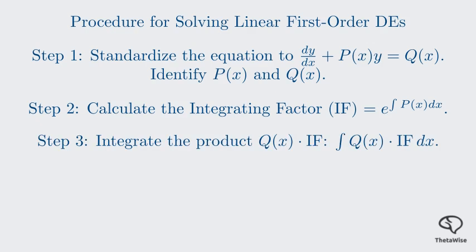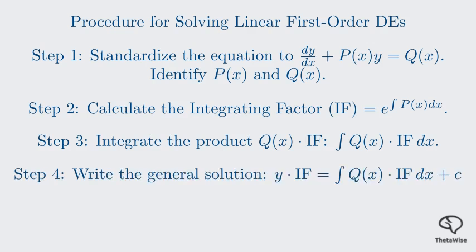Calculate the integral of q of x times the integrating factor. This is often the most challenging part, as it might involve various integration techniques like integration by parts or substitution. Step 4. Use the general solution formula. y times the integrating factor equals your result from step 3 plus the constant of integration. This gives you the general solution, which contains an arbitrary constant c.